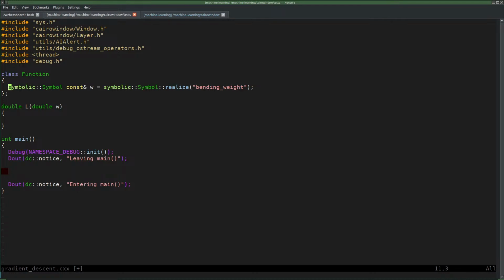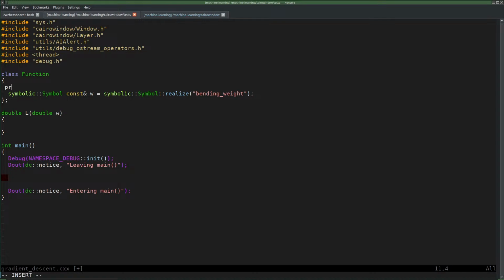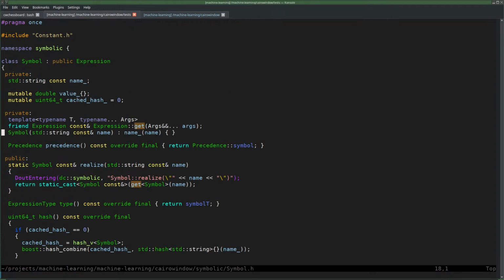I don't know. No, not necessary to make that static. Typical explicit private. Need to include symbol.